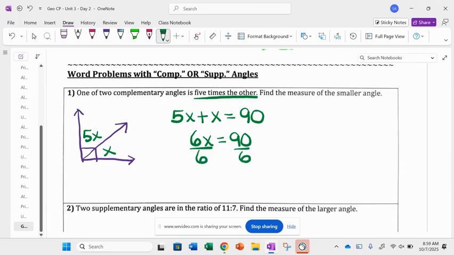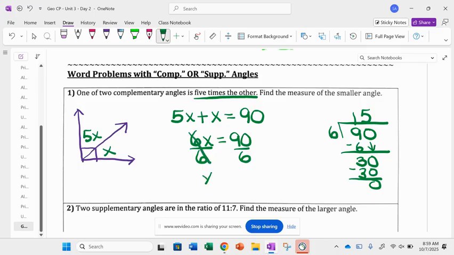Divide by 6. Now, it's okay if you can't divide this in your head. Make the long division. 6 goes into 9 one time. 1 times 6 is 6. Subtract. 9 minus 6 is 3. Bring down the 0. 6 goes into 30 5 times. 5 times 6 is 30. There's our 0. So we end up getting that x is equal to 15.